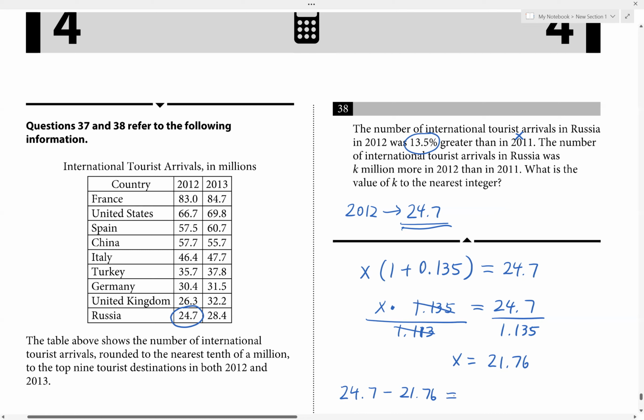So we do 24.7 minus 21.76 and get 2.94. But don't forget the question says to find K to the nearest integer. Integer means whole numbers, so we have to round it to the nearest whole number, which is approximately 3. 2.94 will round up to 3, and that should be our final answer for this question.